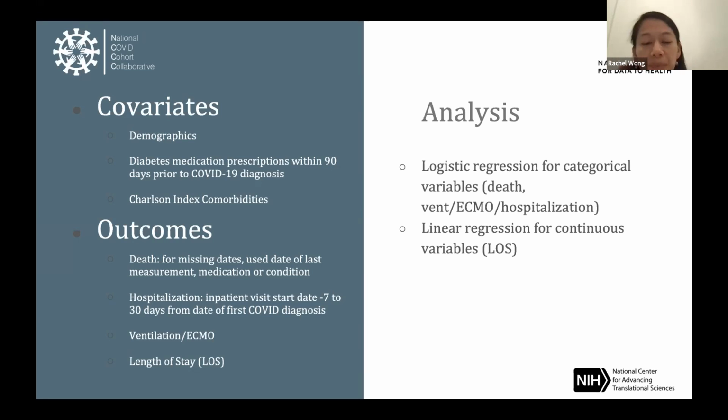And then for ventilation and ECMO and length of stay, those were in the knowledge store in the N3C. For our analyses, we primarily use logistic regression for categorical variables. And I should have written it here, but we use a Cox proportional hazards ratio for mortality. And then we used a linear regression model for continuous variables like length of stay.